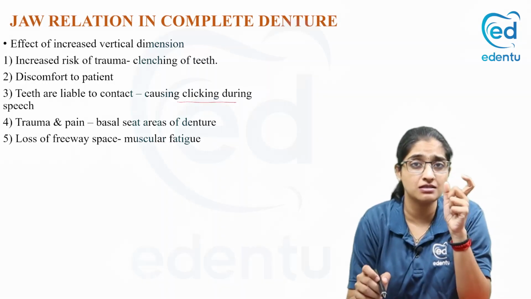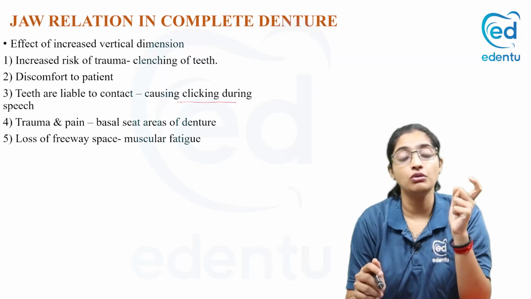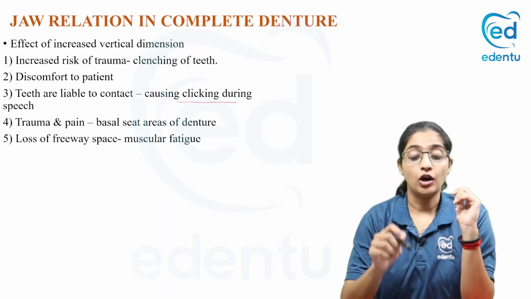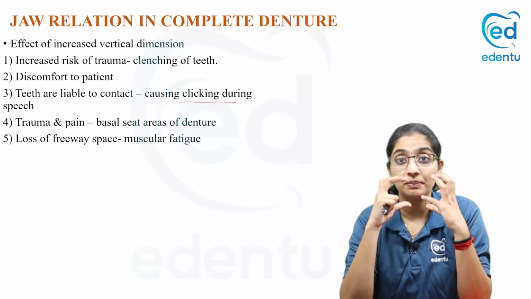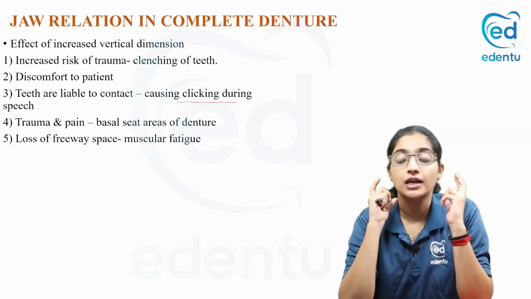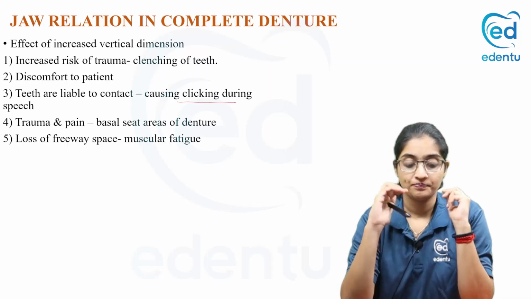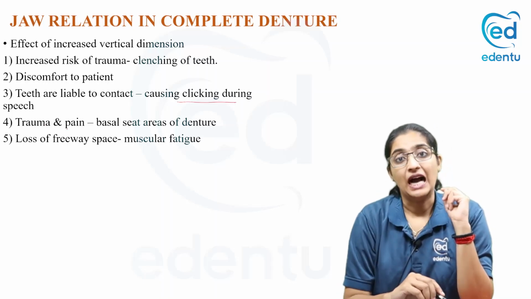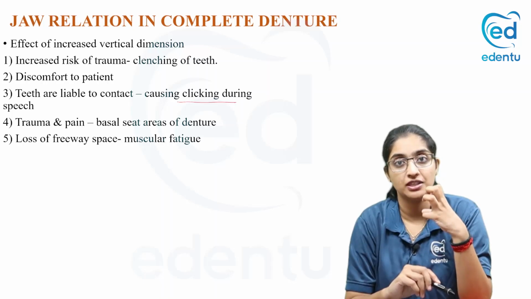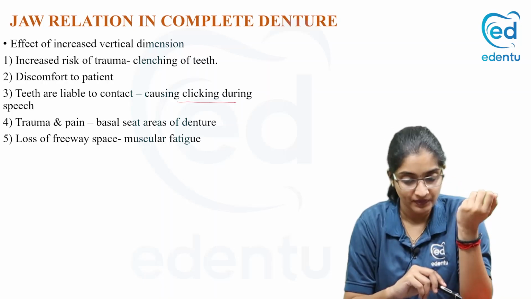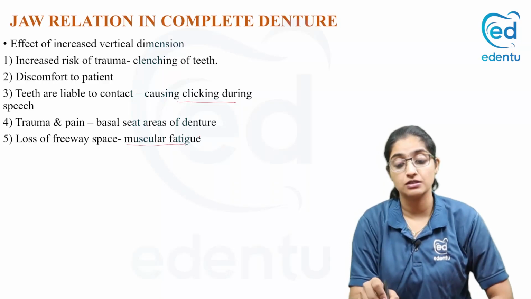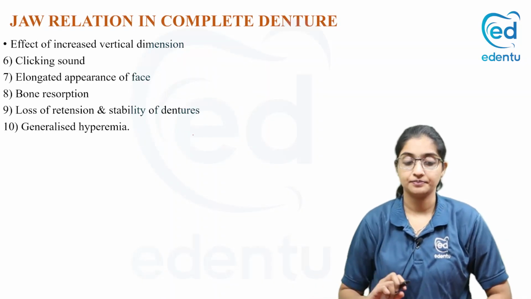That is a classic sign to know that your VDO, vertical dimension at rest and occlusion, is wrong. Now, once that happens, when the patient bites also, it is not in a relaxed position, which can definitely cause clicking and pain in the TMJ. Trauma and pain, because every single time you talk, there is pressure on the dentures and it will cause trauma to the denture bearing area. Loss of freeway space will cause muscular fatigue.